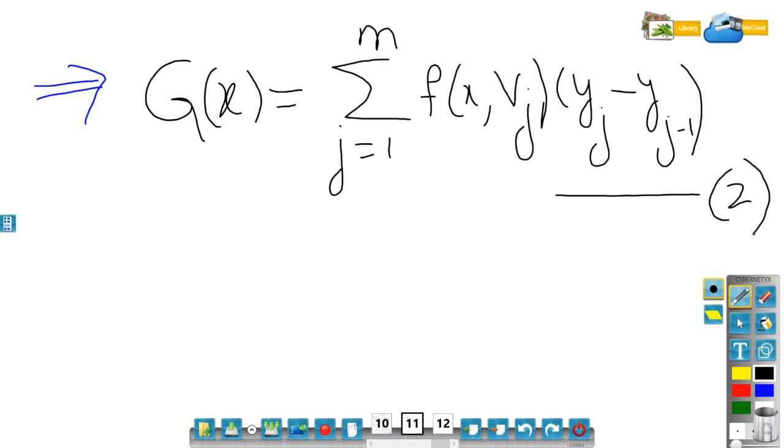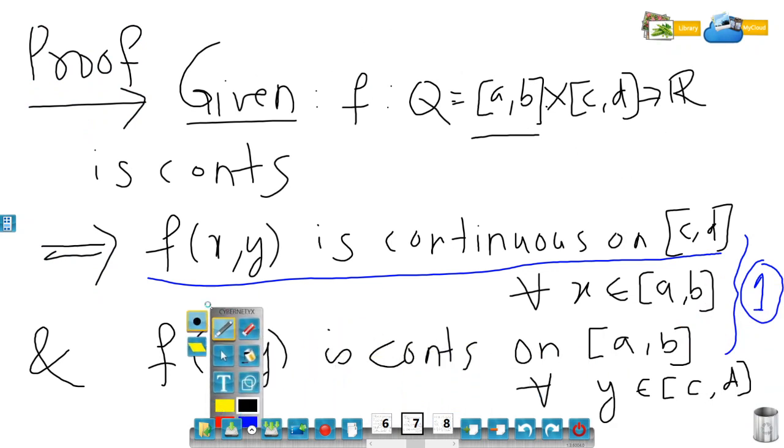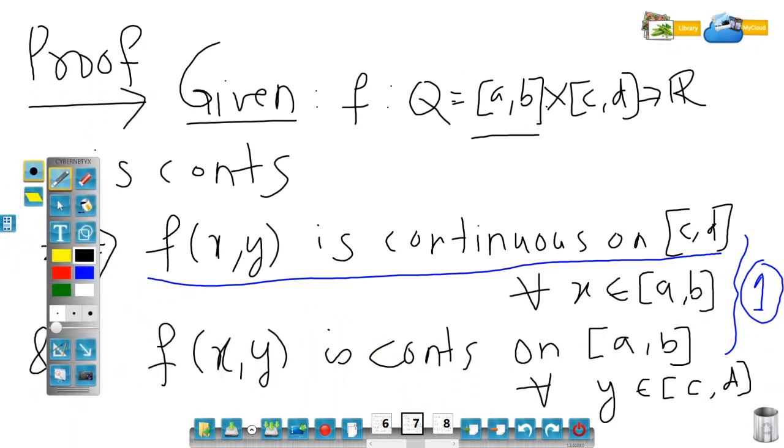Now from 1, let me go for 1 now. Where is my 1? Yeah, this is where my 1 is. So it says that f is continuous on closed interval c comma d for every x belongs to a comma b. Similarly, f of x comma y is continuous on closed interval a comma b for every y belongs to c comma d. So this continuity I'll be using.